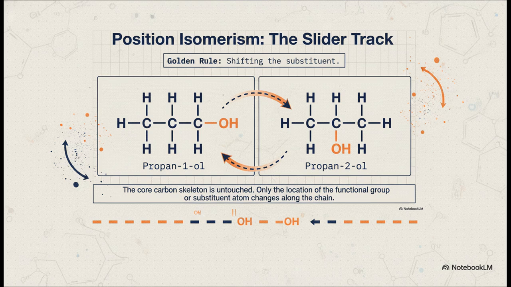Next up, we've got position isomerism, and this one's a little more subtle. The core 3-carbon skeleton here stays exactly the same. The only thing that changes is the position of that functional group. In this case, it's the hydroxyl group, that OH you see highlighted. In propan-1-ol, it's hanging out on the first carbon, but in propan-2-ol, it is simply slid over to the second carbon. Same framework, just a different spot for the attachment.